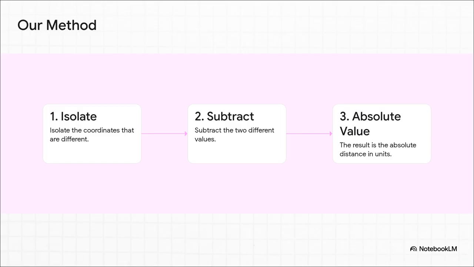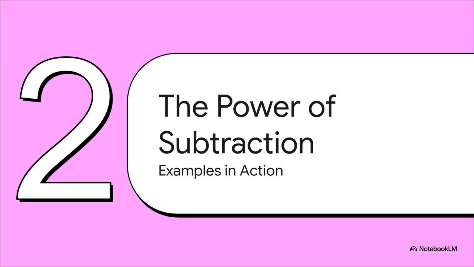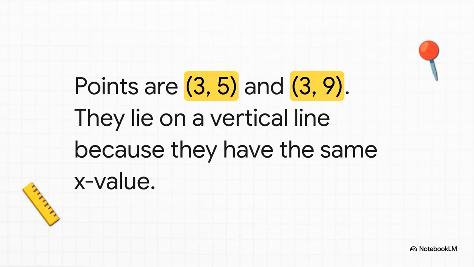Simple as that. Okay, so theory is one thing, but let's actually see the secret language in action. We're going to put this idea to the test with a few examples, and you'll see just how easy it is to get fluent in the language of the grid. All right, first up, a vertical line. Our points are 3,5 and 3,9. Now look closely. Do you see it?